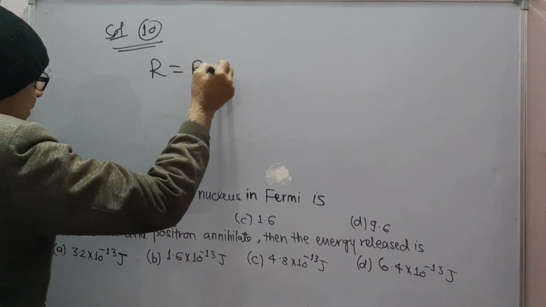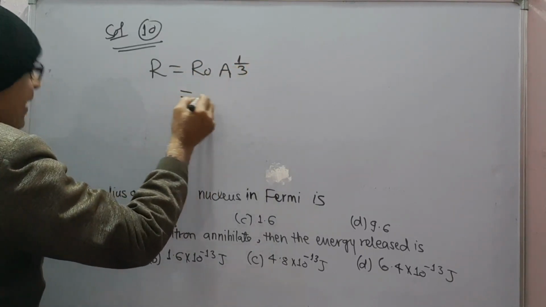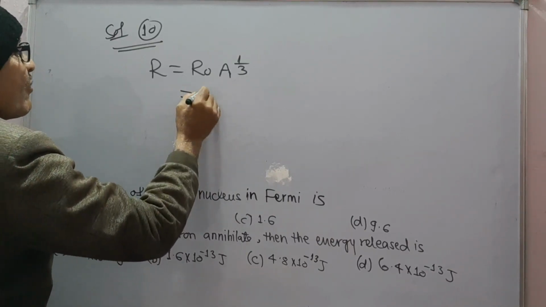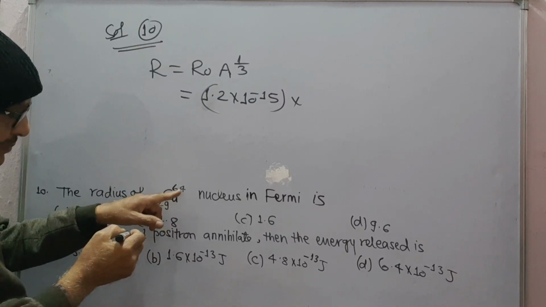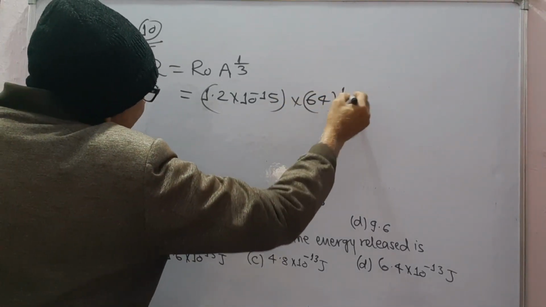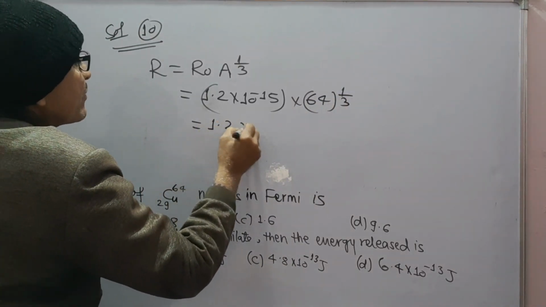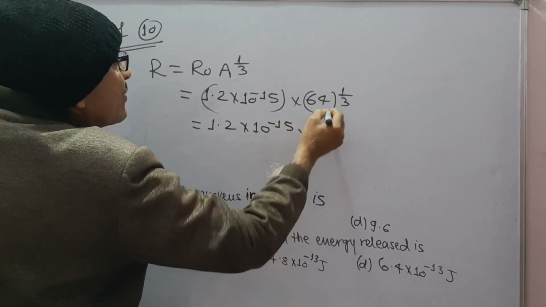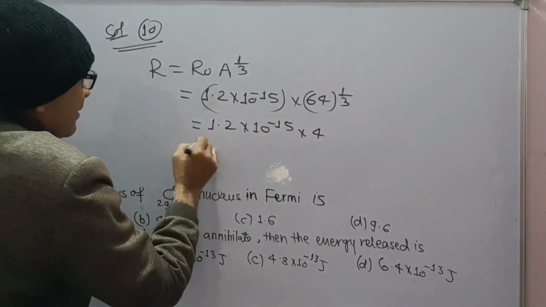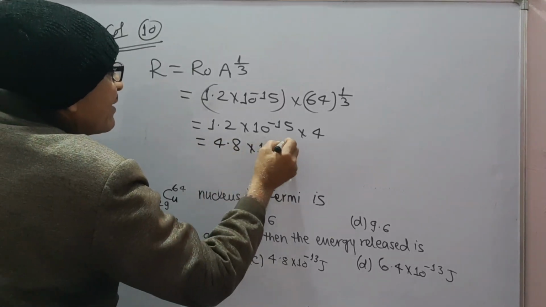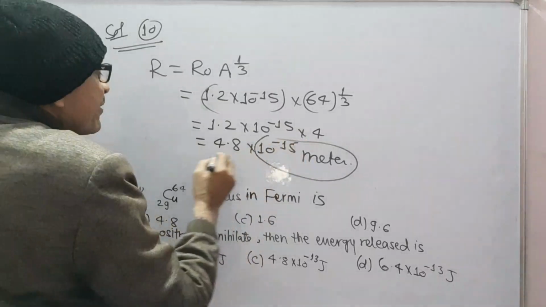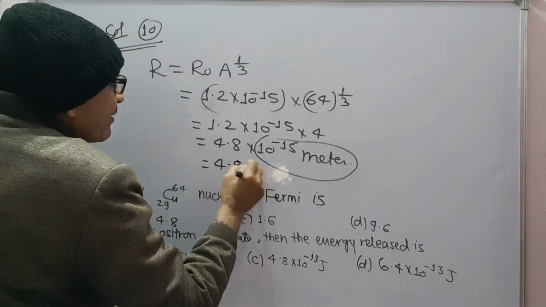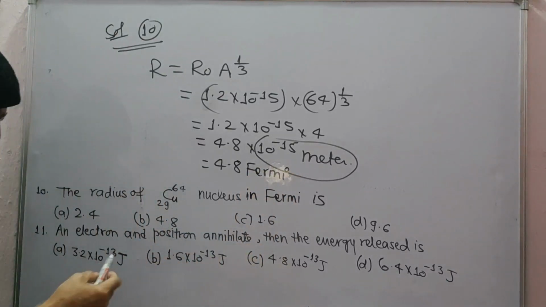R is equal to R naught A to the power 1 by 3. R naught is 1.2 into 10 to the minus 15. Here A is 64, the mass number, so 64 to the power 1 by 3 is 4. 1.2 into 10 to the minus 15 into 4 is 4.8 into 10 to the minus 15 meter, and 10 to the minus 15 meter is called Fermi. This will be 4.8 Fermi. So the correct option will be B, 4.8 Fermi.